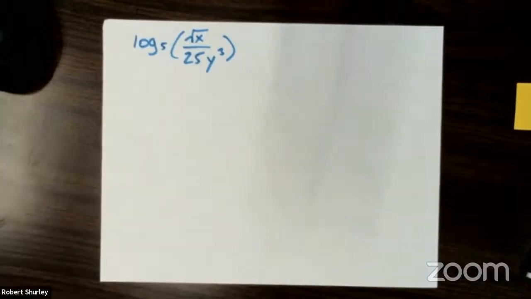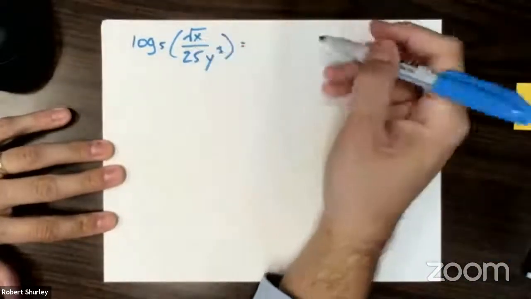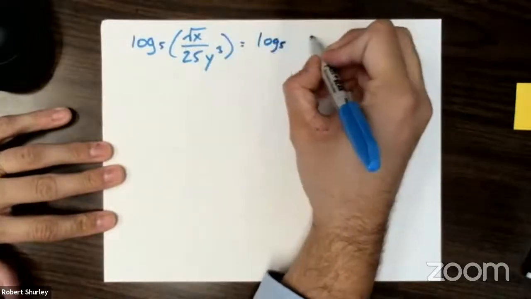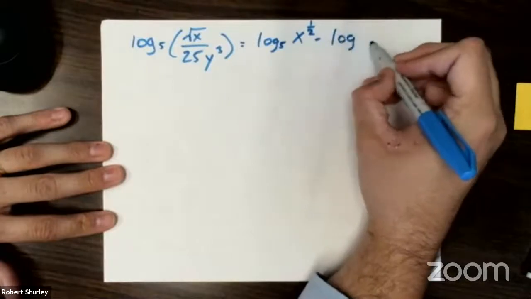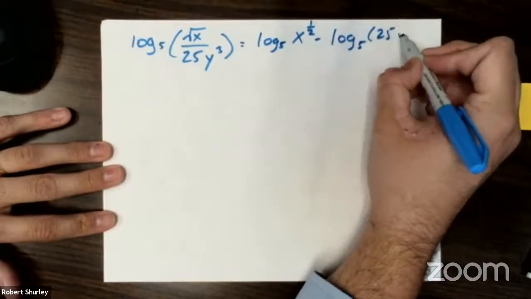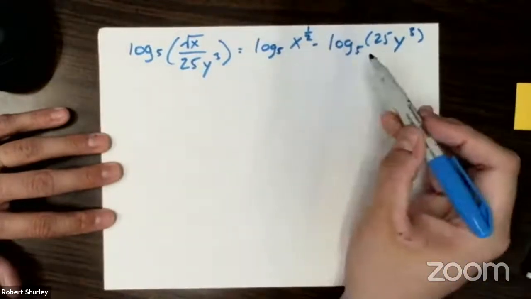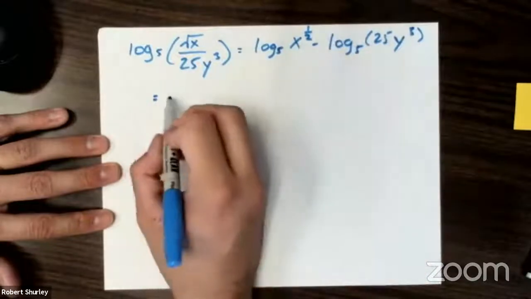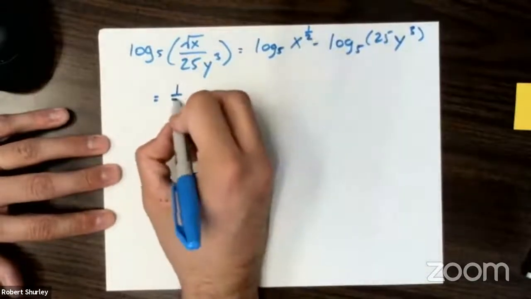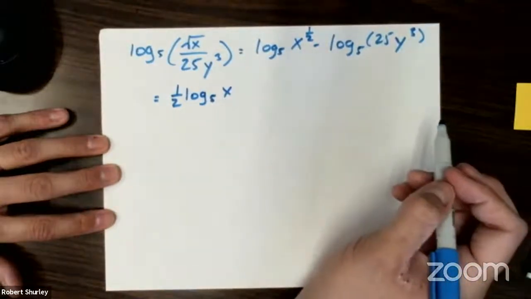If you're going, keep on going. We'll get there. So it's going to be top minus bottom, right? So we got log base 5. I'm going to write this as x to the 1/2 minus log base 5 of 25 y cubed. Now, what I was saying is, when you expand this, you can make both of these negative in one step. So you could say, now look, I'm going to bring the 1/2 out front. So it's 1/2 log base 5 of x.